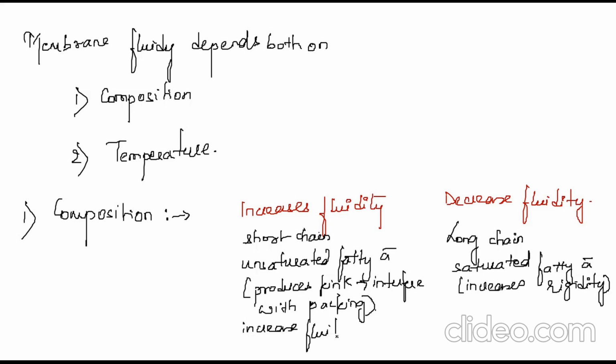So what we studied is that the membrane is dynamic in nature. Its fluidity depends on the composition and temperature. Regarding composition, when the fatty acid is short chain and unsaturated, it increases the fluidity. And when the fatty acid is long chain and saturated, it increases rigidity and decreases fluidity.